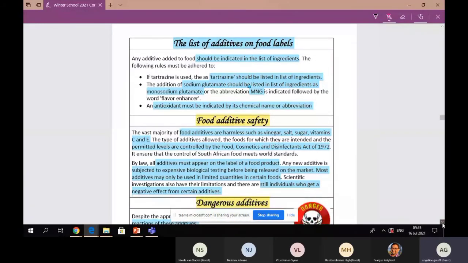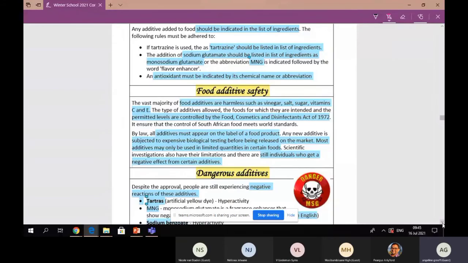And then the safety of food additives. You will see that what is permitted to be used in food in order for it to be safe is guided and controlled by the Foodstuffs, Cosmetics and Disinfectants Act of 1972. And this actually helps ensure that the control of South African food meets world standards.